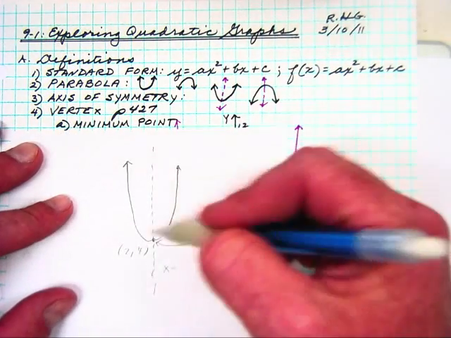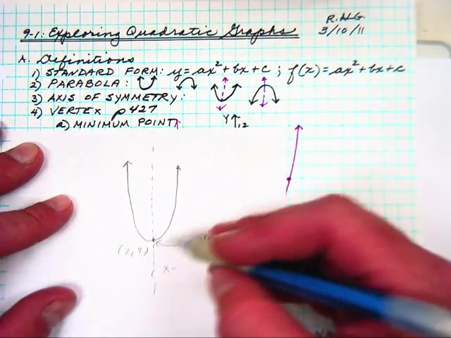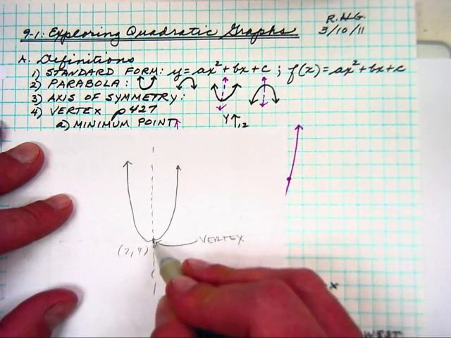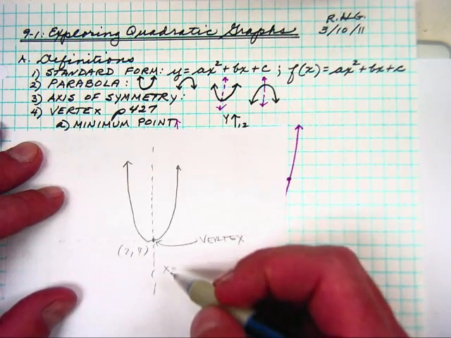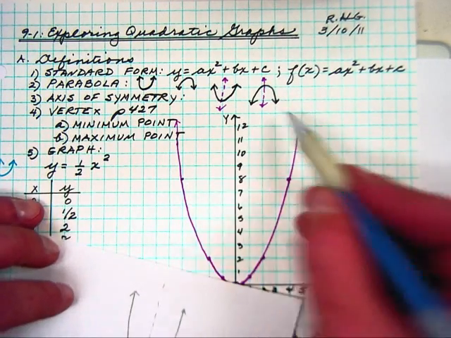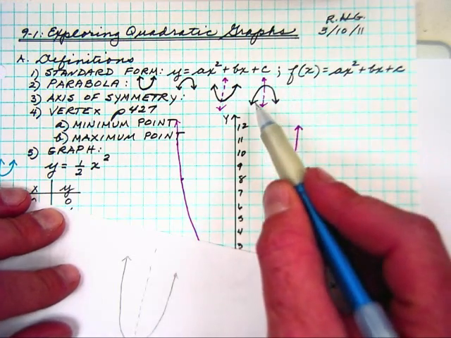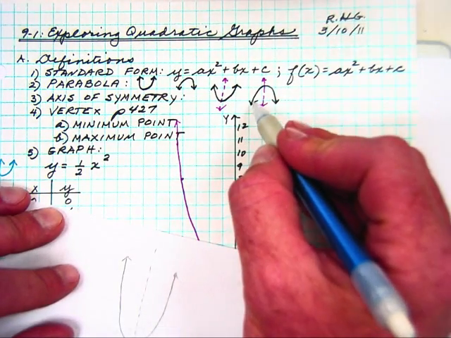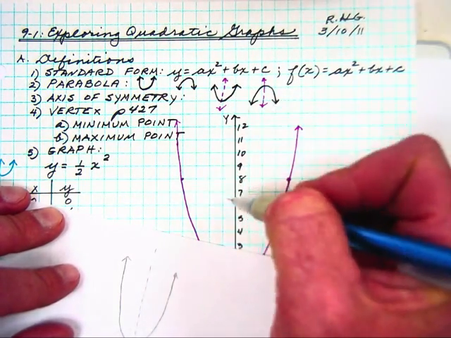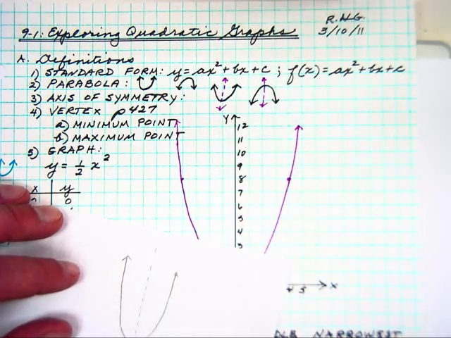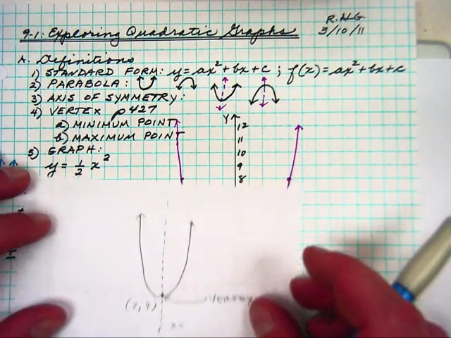Any parabola that opens up is going to have a minimum point, meaning it never goes below this point right here, its vertex. That's considered a minimum. If you have a parabola like this one that opens downward, that's going to have a maximum point. So if you think of the arrows of a parabola pointing down, it's going to have a maximum. When they point up, it's going to have a minimum. So up is minimum, down is maximum.